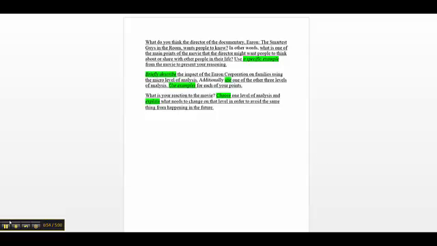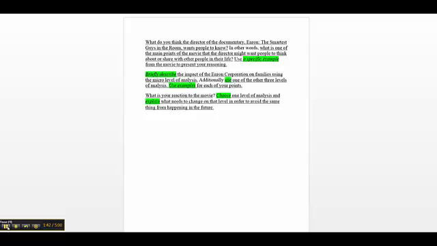Let's move on. Use a specific example from the movie to present your reasoning. There's that specific example. That's a key phrase that you want to highlight. Use a specific example from the movie to present your reasoning. Let's continue. Briefly describe the impact of the Enron Corporation on families using the micro level of analysis.